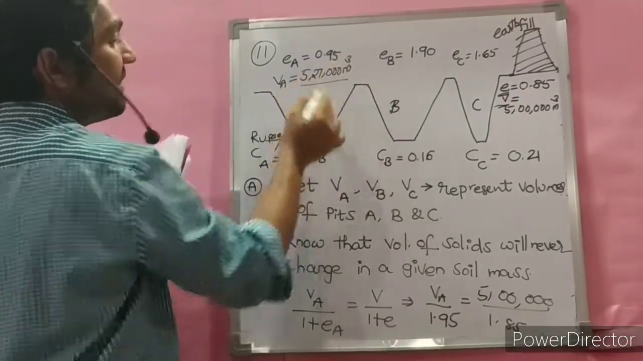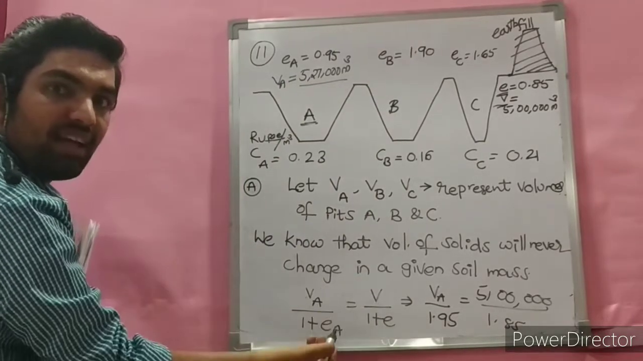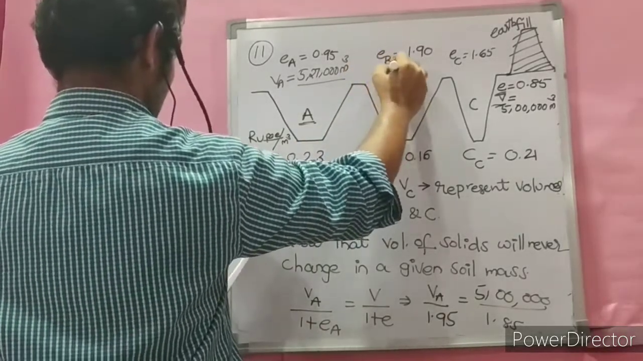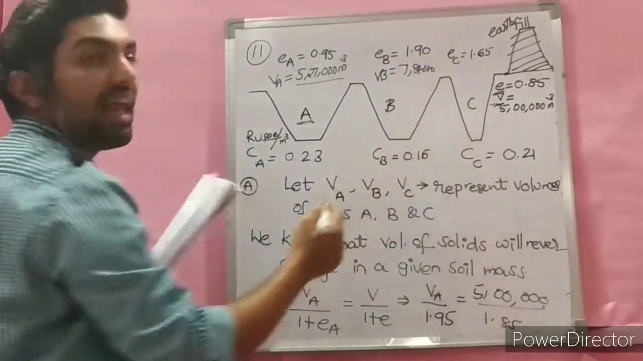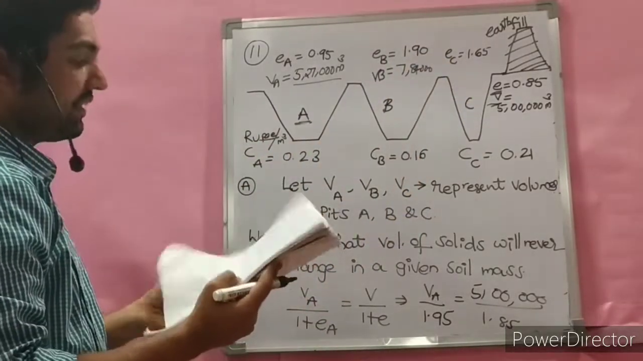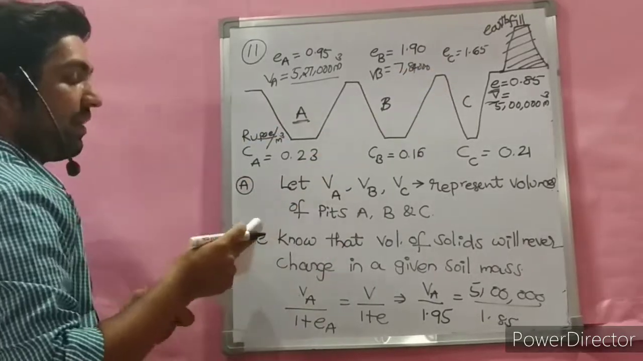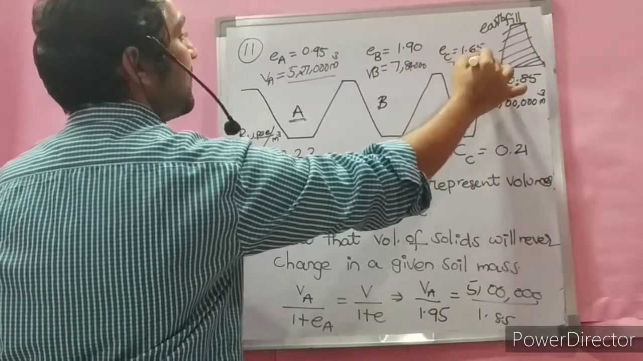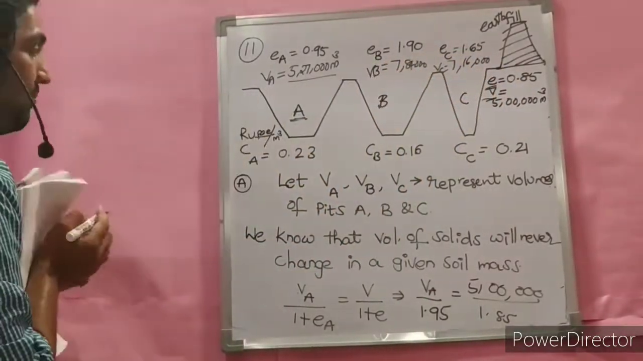5,27,000 meter cube. Similarly you solve VB by 1 plus eB is equal to V by 1 plus e. On solving you get VB equal to 7,84,000. Similarly VC by 1 plus eC is equal to V by 1 plus e. You get VC as 7,16,000. These are VA, VB and VC.